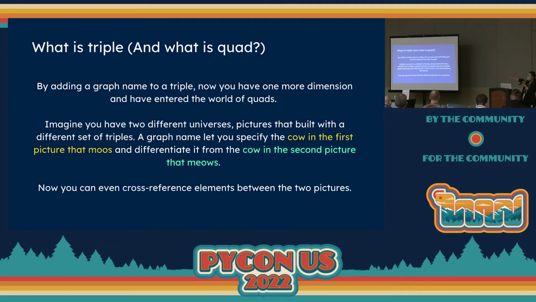So now you can compare the two different cows from two different universes, right? Because you can identify them specifically with a quad. So you can cross-reference, even between the two of them. That expands the idea of using triples to represent anything. You can not just describe the whole world with many triples, you can even describe two worlds that are similar but also different, so that you can compare them.